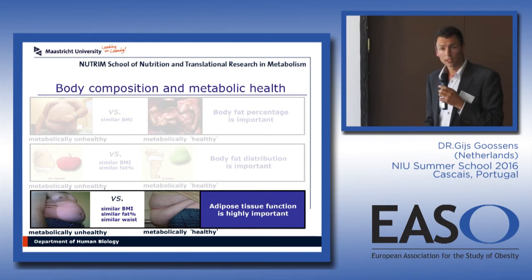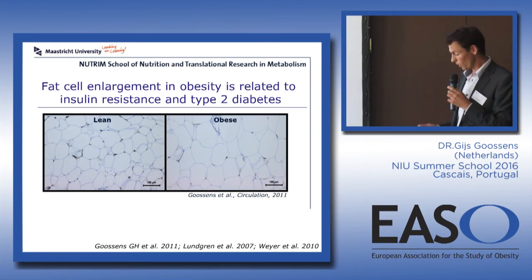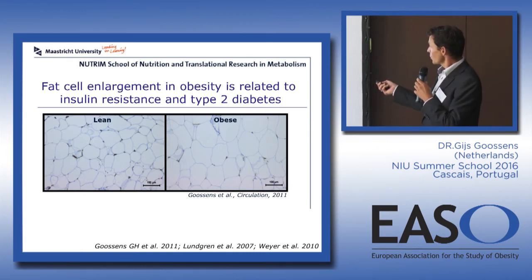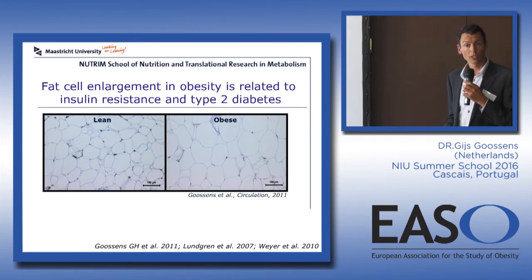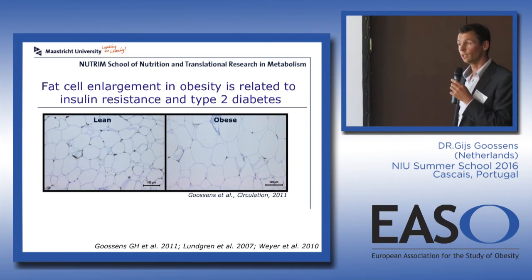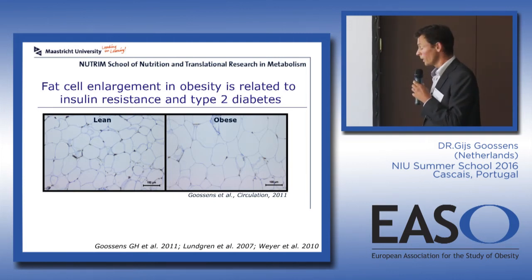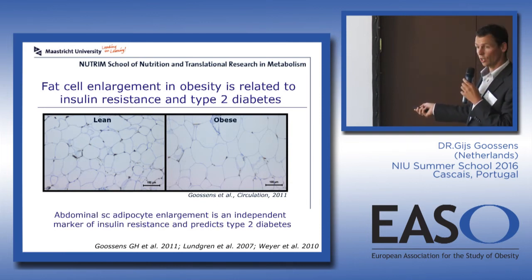And we now know that when you look at the adipose tissue and the phenotype of the adipose tissue, the size of the fat cells is an important determinant of insulin sensitivity. So we all know that in obese individuals, the fat cells are bigger as compared to lean, healthy individuals. But an interesting observation is that abdominal subcutaneous adipocyte size, so adipocyte hypertrophy, is an independent marker of insulin resistance, and it can even predict type 2 diabetes.